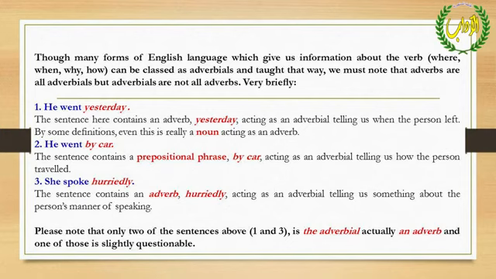Second, he went by car. The sentence contains a prepositional phrase, by car, acting as an adverbial, telling us how the person traveled. Third, she spoke hurriedly. The sentence contains an adverb, hurriedly, acting as an adverbial, telling us something about the person's manner of speaking. Please note here that only in two of the sentences above, that is 1 and 3, is the adverbial actually an adverb, and one of those is slightly questionable.